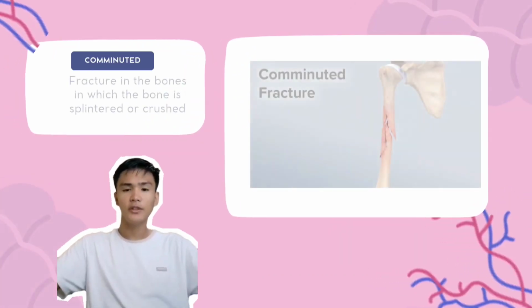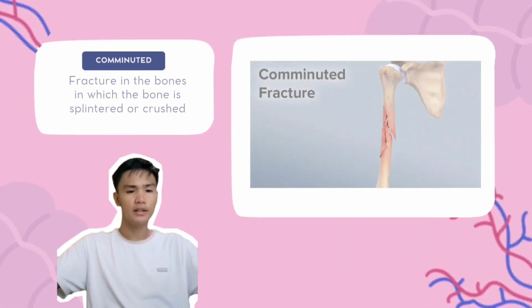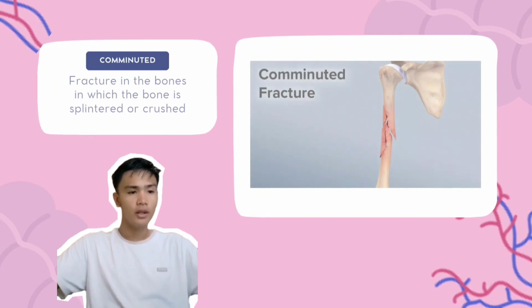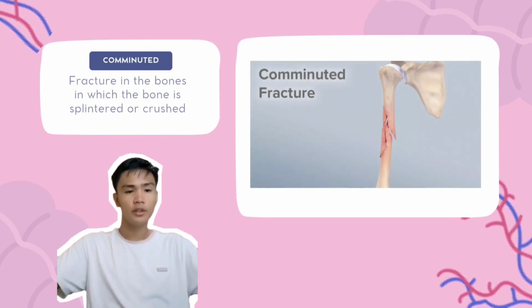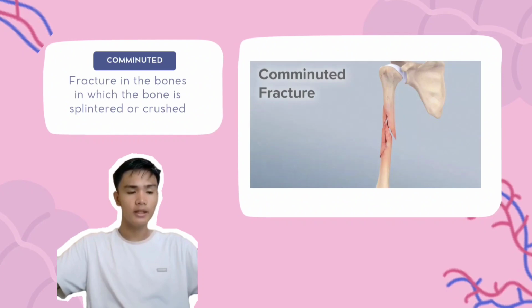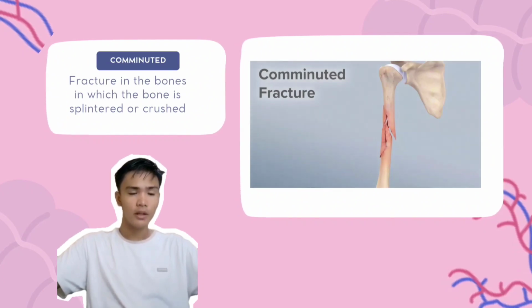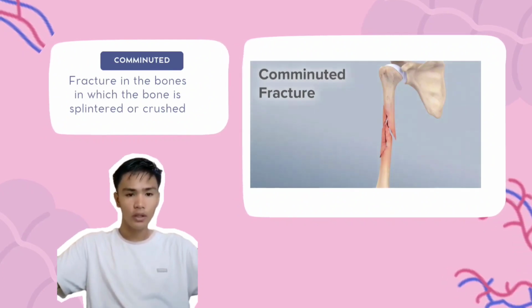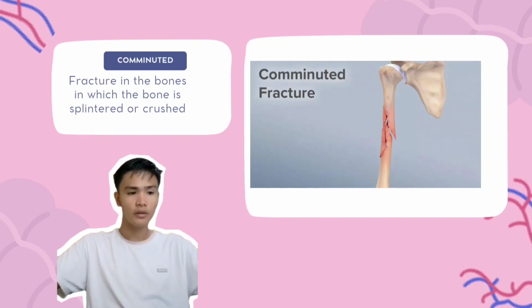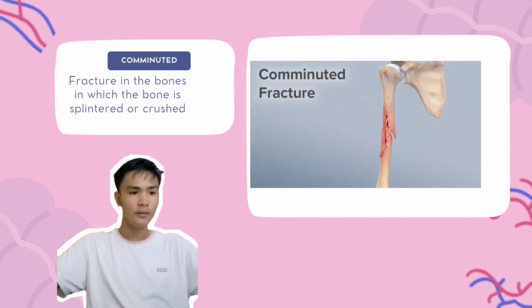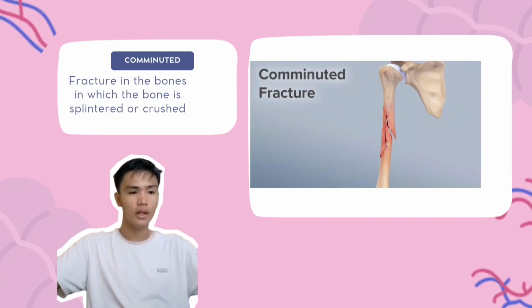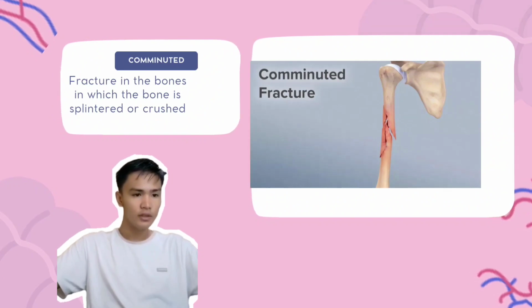Next one is the comminuted fracture. Comminuted fractures are a type of broken bone. The term comminuted fracture refers to a bone that is broken in at least two places. These fractures can affect any large or long bone in your body. Some of the most common include the femur, tibia, fibula, humerus, radius and ulna, clavicle, and skull.